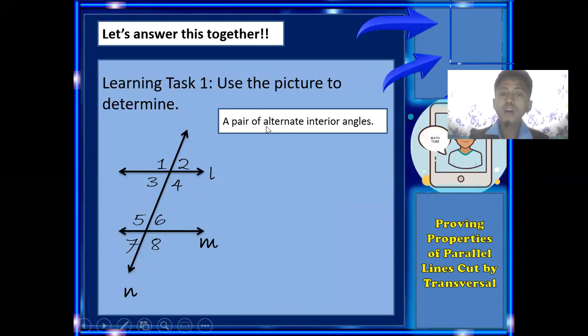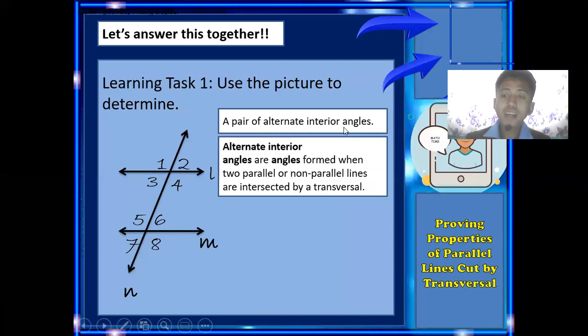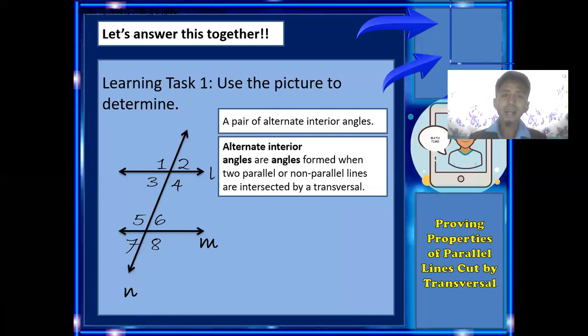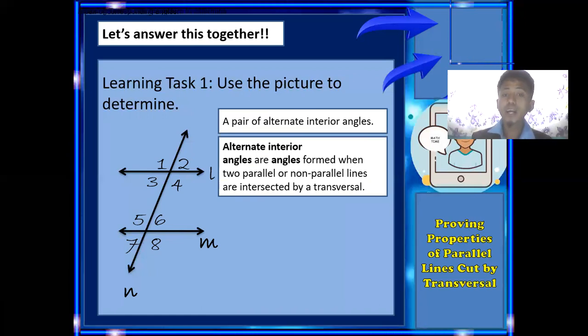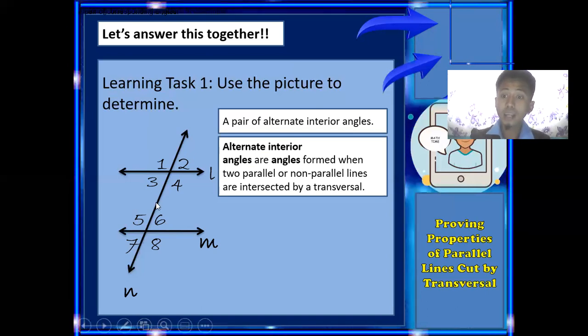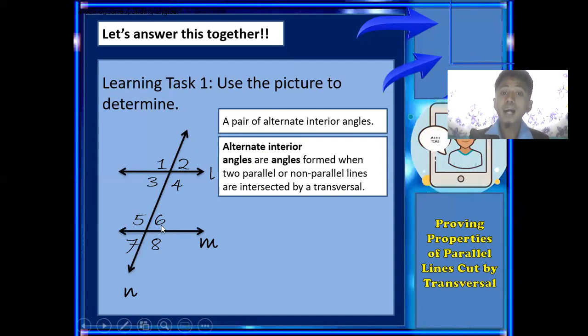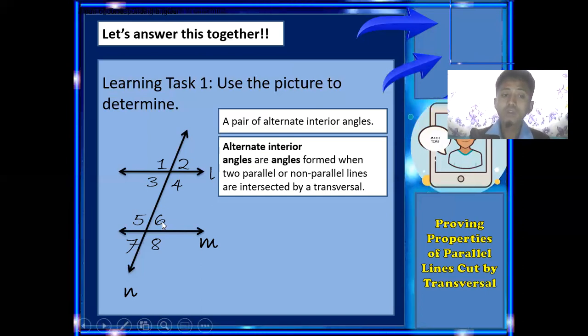So here we are going to find the set of alternate interior angles. First, let's identify what an alternate interior angle is. Alternate interior angles are angles formed when two parallel or non-parallel lines are intersected by a transversal. From the word itself, alternate and interior, angle 3 and angle 6 are alternate, and at the same time, they are interior angles. Therefore, angle 3 and angle 6 are a pair of alternate interior angles.